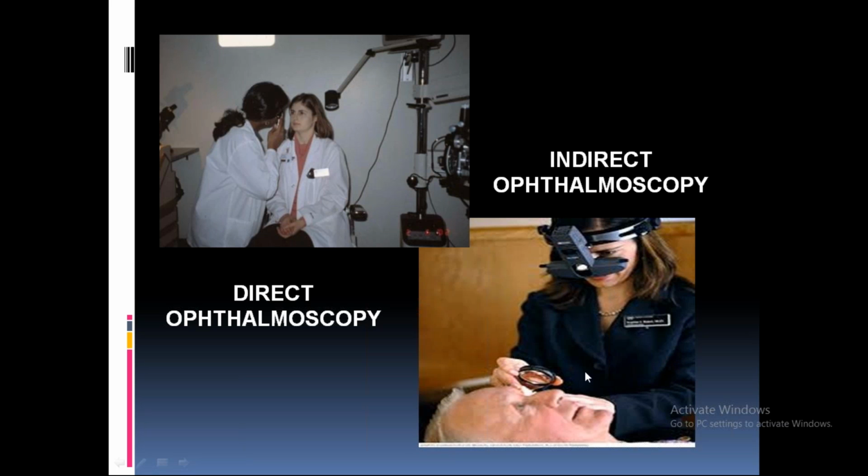This is a picture of indirect ophthalmoscopy. This is the condensing lens of 20 diopters. This is direct ophthalmoscopy, where you have to go close to the patient. This is indirect ophthalmoscopy, where you can see from a distance. And this is the condensing lens.